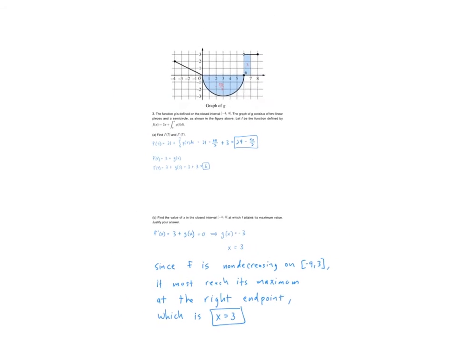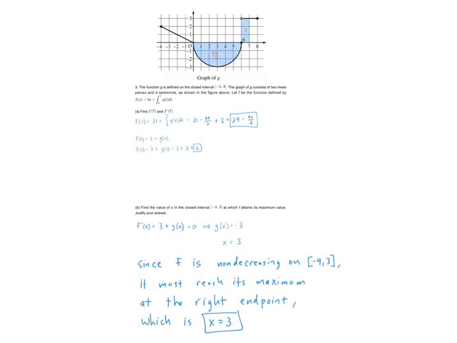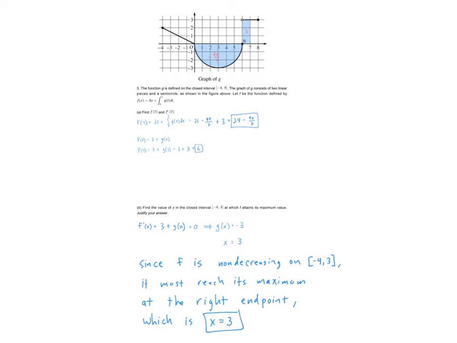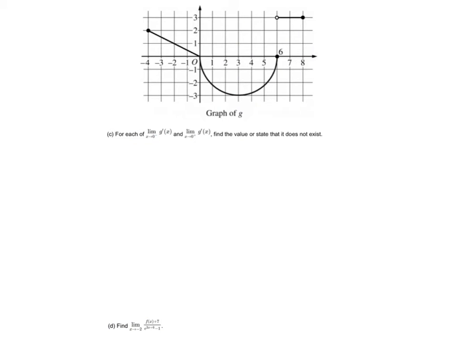Yeah, that's the best way to do that. We could plug in the two values, -4 and 3, and see which one's bigger. Either way, this just saves time, I guess. Okay, this next one, same graph for each of those limits. Find the value or state that it doesn't exist.